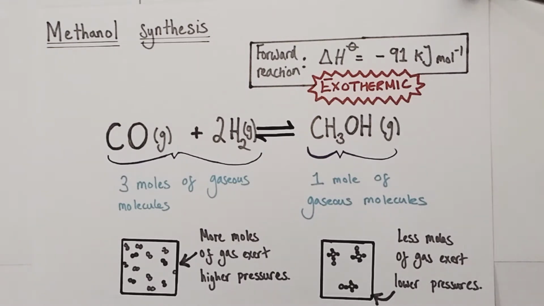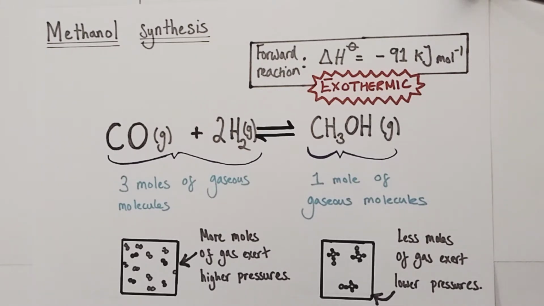Now, in these sorts of questions, they will always tell you the energetics, the enthalpy change of the forward reaction. They won't necessarily tell you it's the forward reaction. Whenever they give you an enthalpy change of a reaction, it's referring invariably to the forward direction of the reaction itself. So this one has an enthalpy change per mole of minus 91 kilojoules.